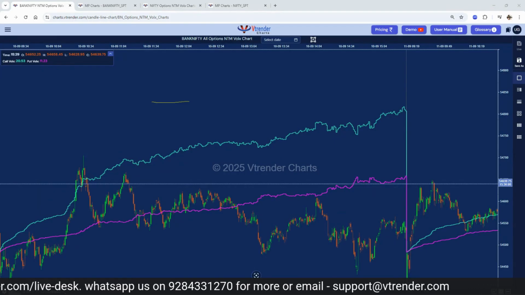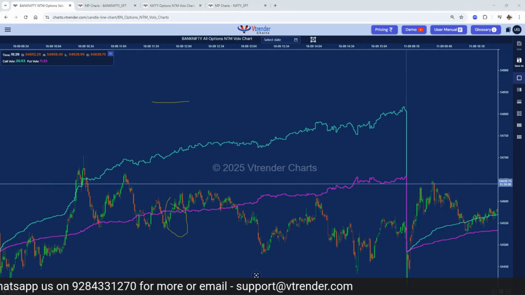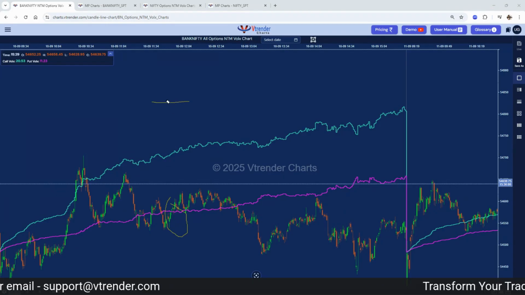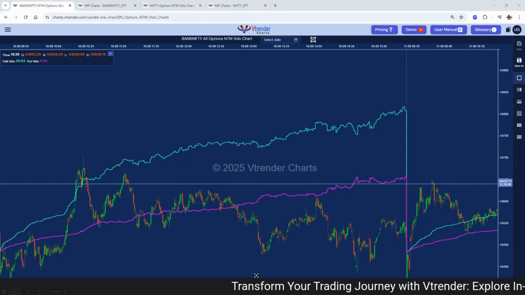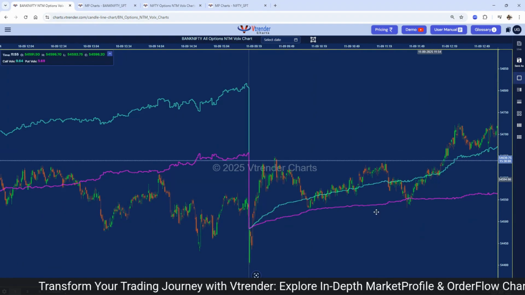And same thing with today's VolX. We already saw what the structure was showing us. Let us see what were the signals we got in today's VolX in Bank Nifty.